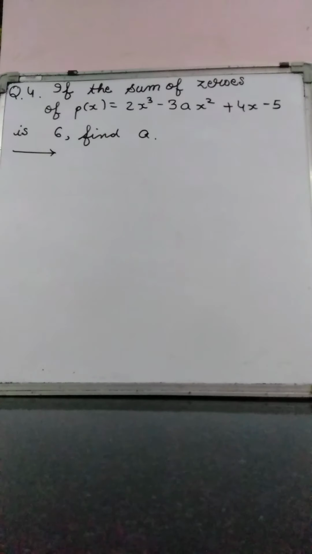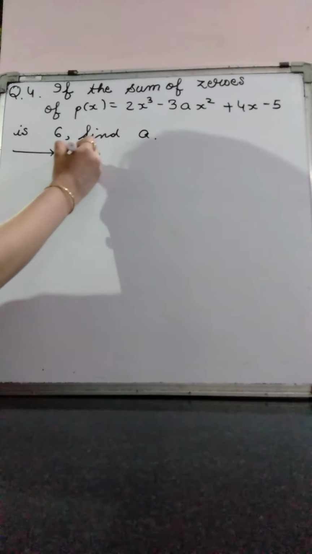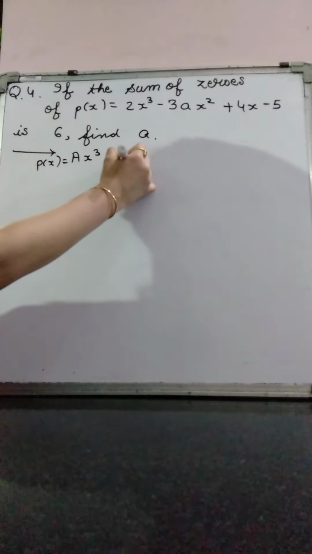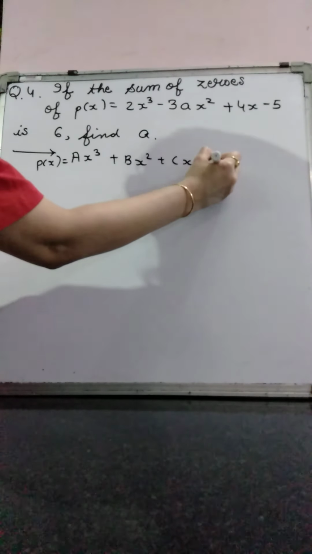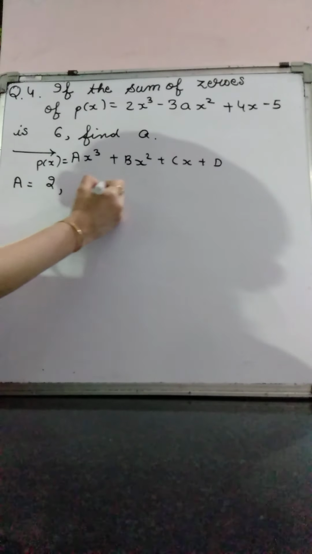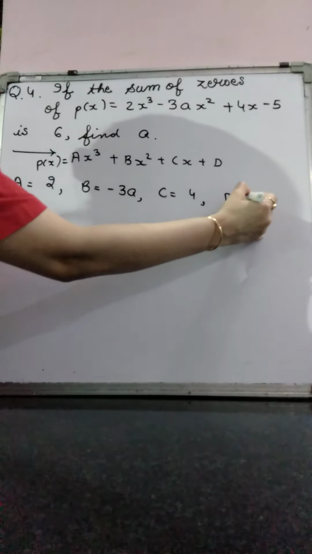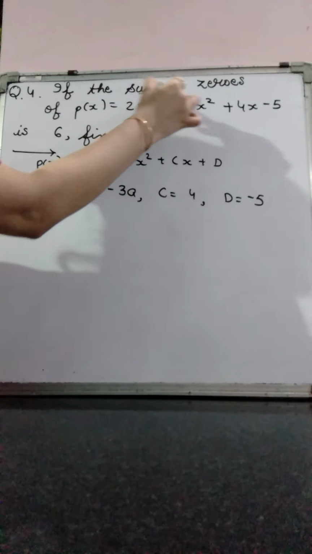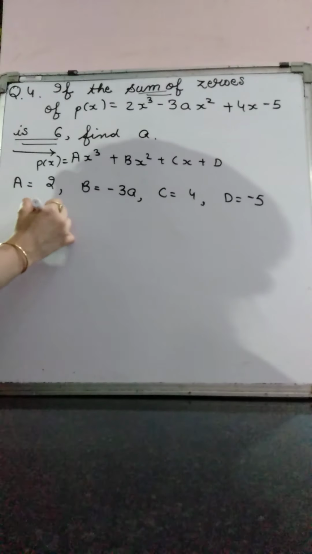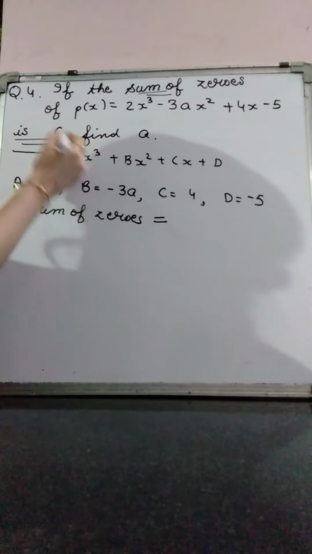Now fourth question is, if the sum of zeros of the polynomial is 6, find the value of a. Compare it with ax cube plus bx square plus cx plus d. You will get the value of a is 2, the value of b is minus 3a, the value of c is 4 and d value is minus 5. We are given sum of zeros is equal to 6.